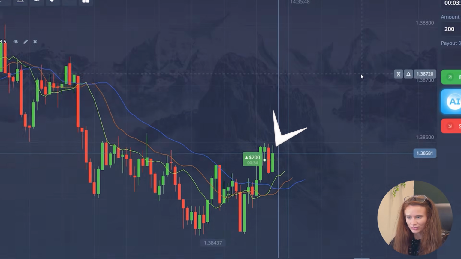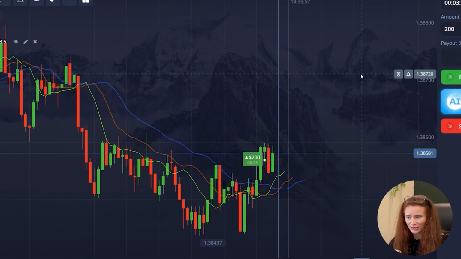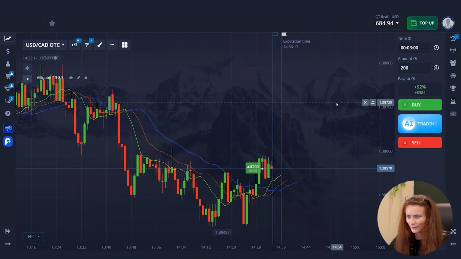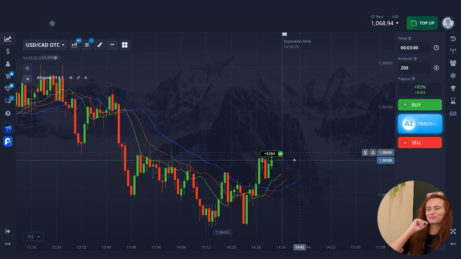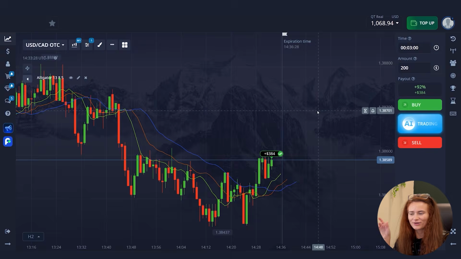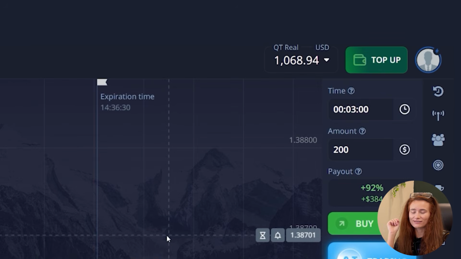The price is fluctuating near the open trade line. There is still some time and I think the price will continue to rise. Let's wait until the trade is finished. And great, guys, the trade is profitable. My capital is now $1,068. So for now, I will find another situation and open the last trade.